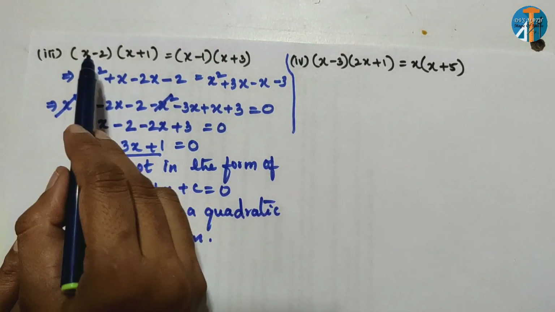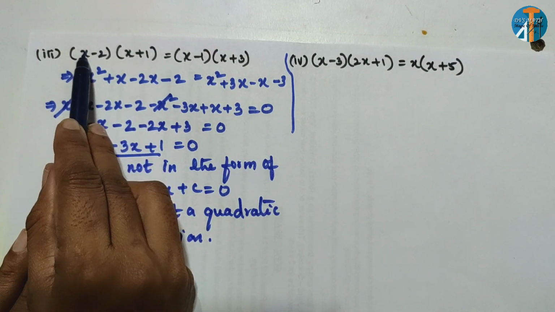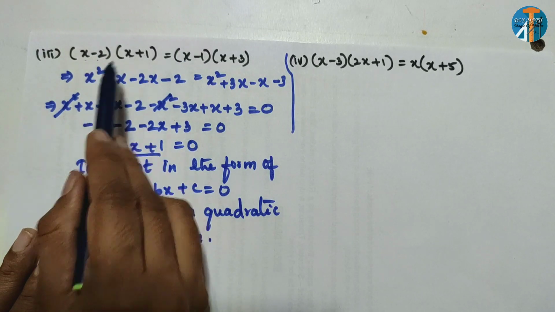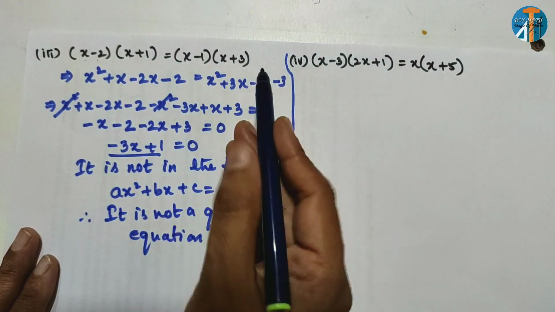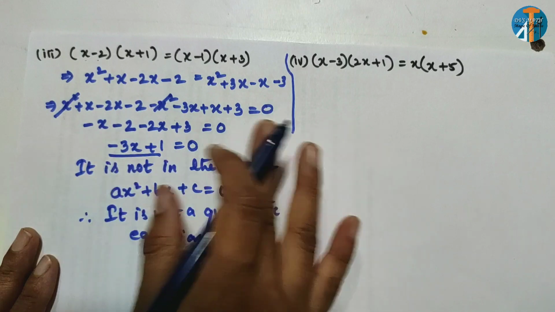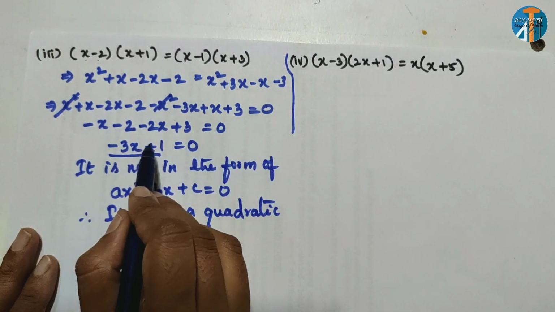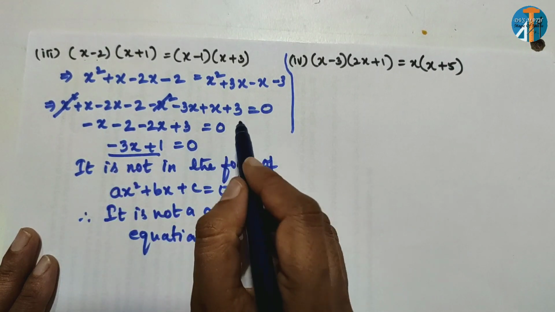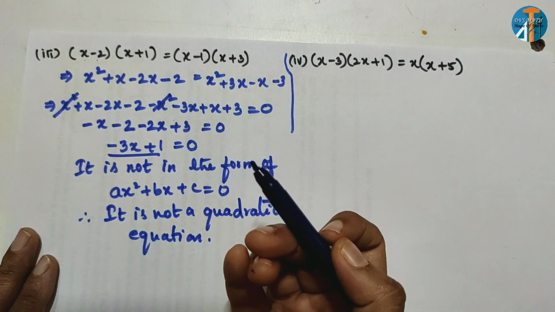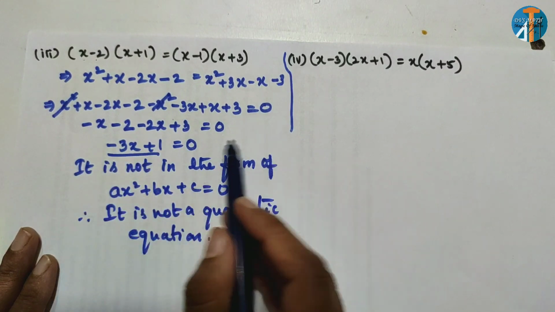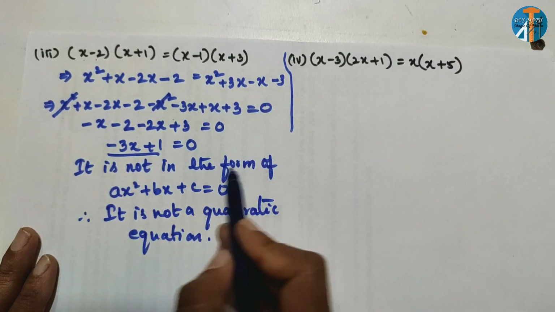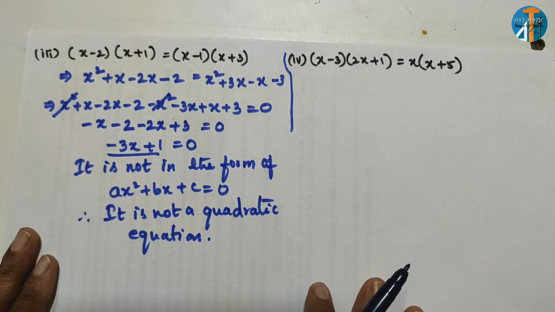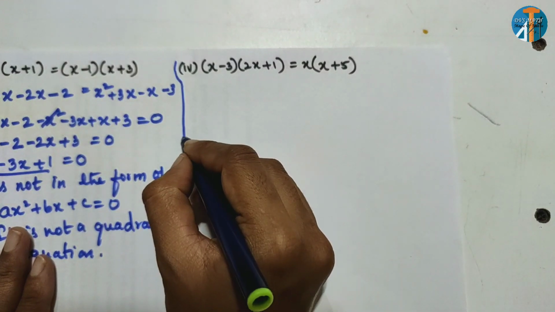It's clear, I think. Just regular multiplication: first term with first term, first term with second term, second term with first term, second term with second term. Write like this. Again the same procedure: take everything to the LHS and simplify it. Finally you got minus 3x plus 1 is equal to 0. Or if you multiply by minus, it changes the signs, but you still don't have x square itself. So it is not in the form ax square plus bx plus c is equal to 0. It is not a quadratic equation. So let's move on to the fourth sub question.